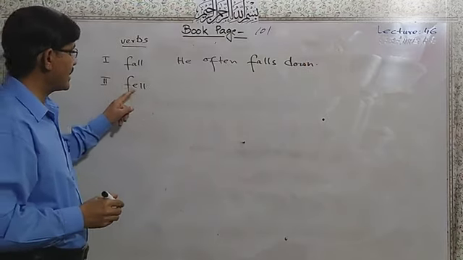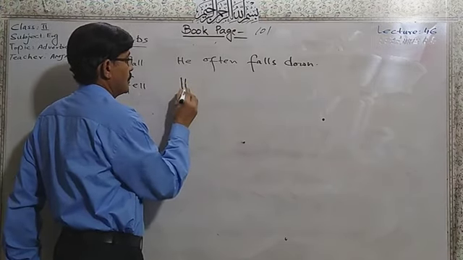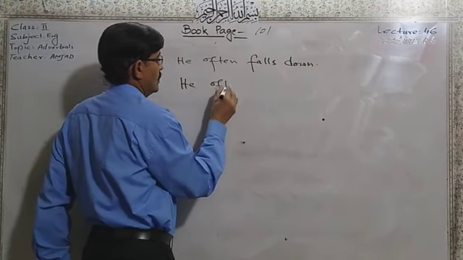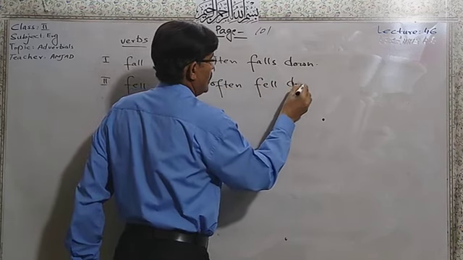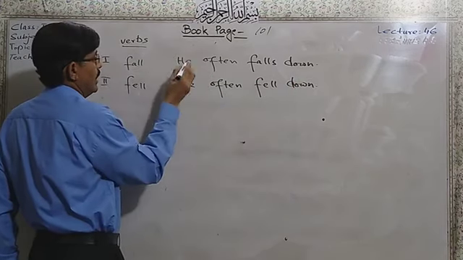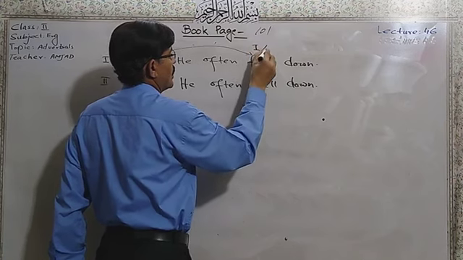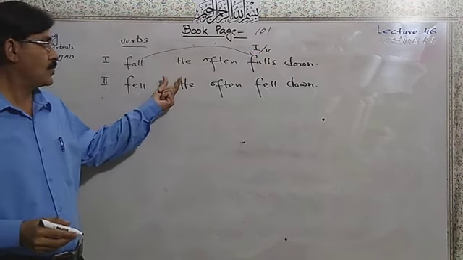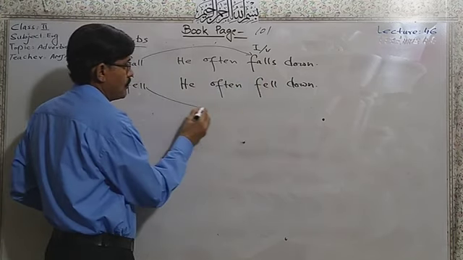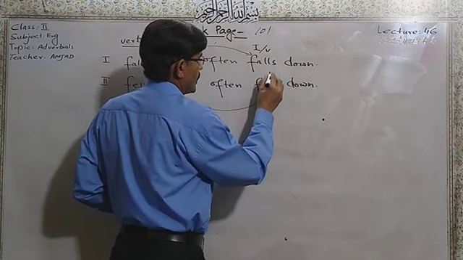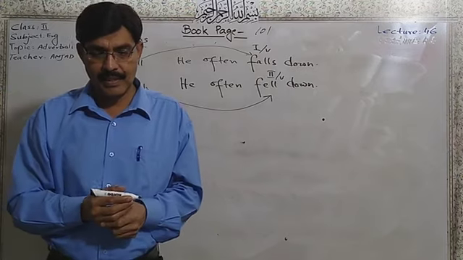Second, you have to write the second form of the verb in place of the first form. He often fell down. Look this one. In the first sentence, we have to use the first form of the verb, and in the second sentence, we have to use the second form of the verb. I hope you understood this one very well indeed.